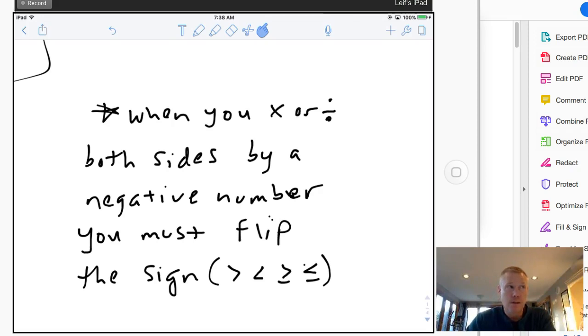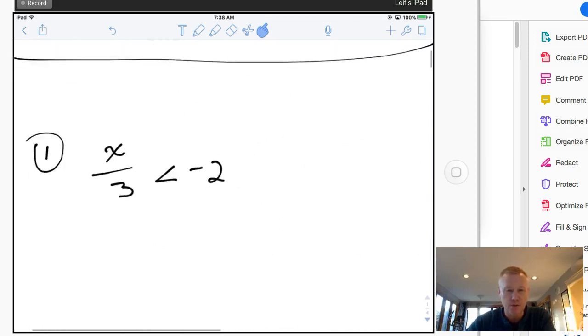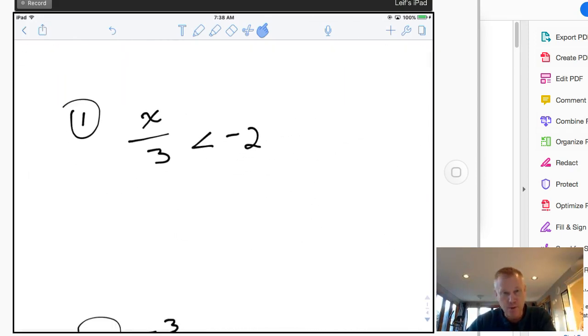All right. Now, with that said, you treat an inequality a lot like a regular equation. The other rules still apply. You solve it by opposite operations, is the general rule of thumb.